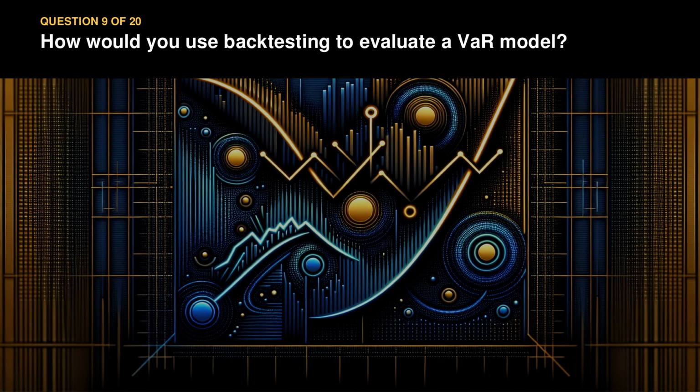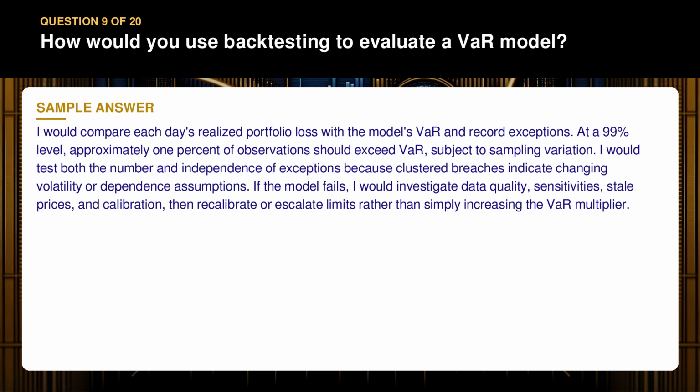Question 9. How would you use backtesting to evaluate a VAR model? I would compare each day's realized portfolio loss with the model's VAR and record exceptions. At a 99% level, approximately 1% of observations should exceed VAR, subject to sampling variation. I would test both the number and independence of exceptions because clustered breaches indicate changing volatility or dependence assumptions. If the model fails, I would investigate data quality, sensitivities, stale prices, and calibration, then recalibrate or escalate limits rather than simply increasing the VAR multiplier.